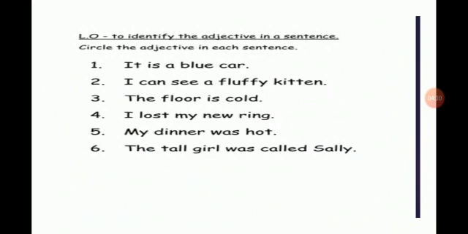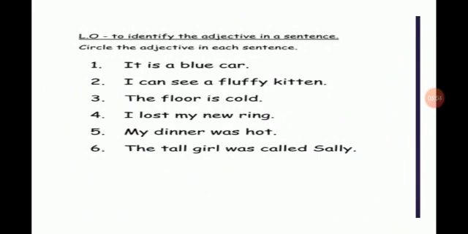Number 2, I can see a fluffy kitten. I, this is the subject. Can see, this is the verb. A fluffy kitten. Here, where is the adjective? Here the fluffy. Fluffy, this is an adjective that modifies the noun kitten. Number 3, the floor is cold. The floor, this is the subject, is, this is the verb, cold. Here the adjective cold modifies the noun floor. So cold here is an adjective.